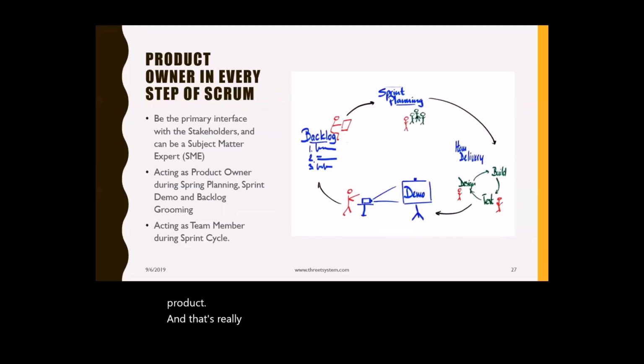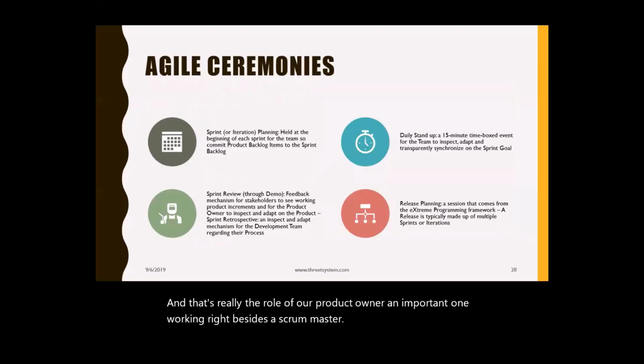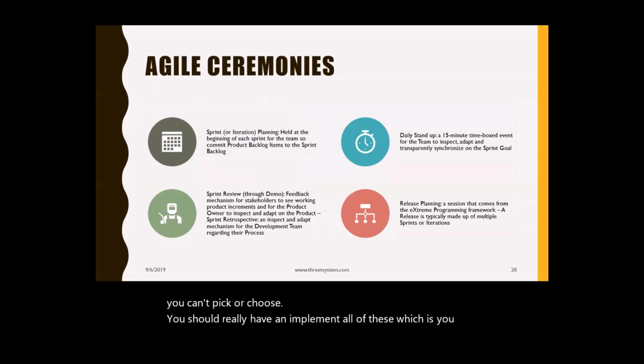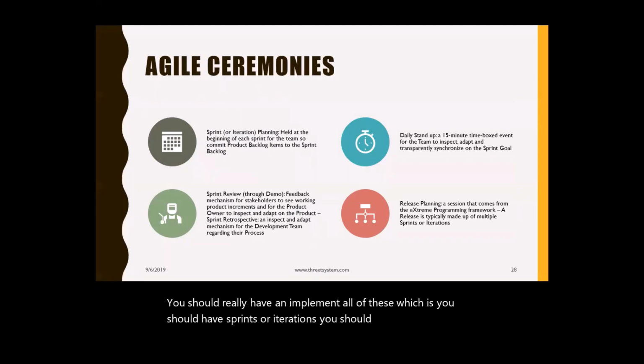And that's really the role of a product owner, an important one, working right beside a Scrum Master. I want to touch on Agile ceremonies. I talked about some pillars of Agile that, if you want to implement Agile at the workplace, you can't pick or choose. You should have and implement all of these: sprints or iterations, sprint reviews, daily stand-ups, and release planning. That's just part of Agile. You can't pick one and not the other.